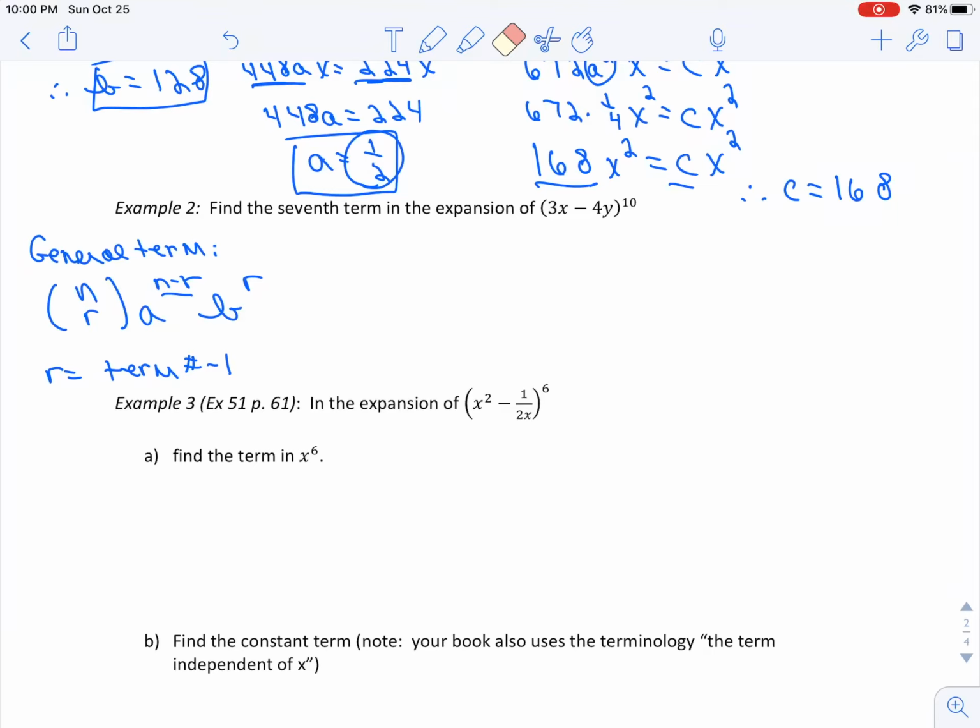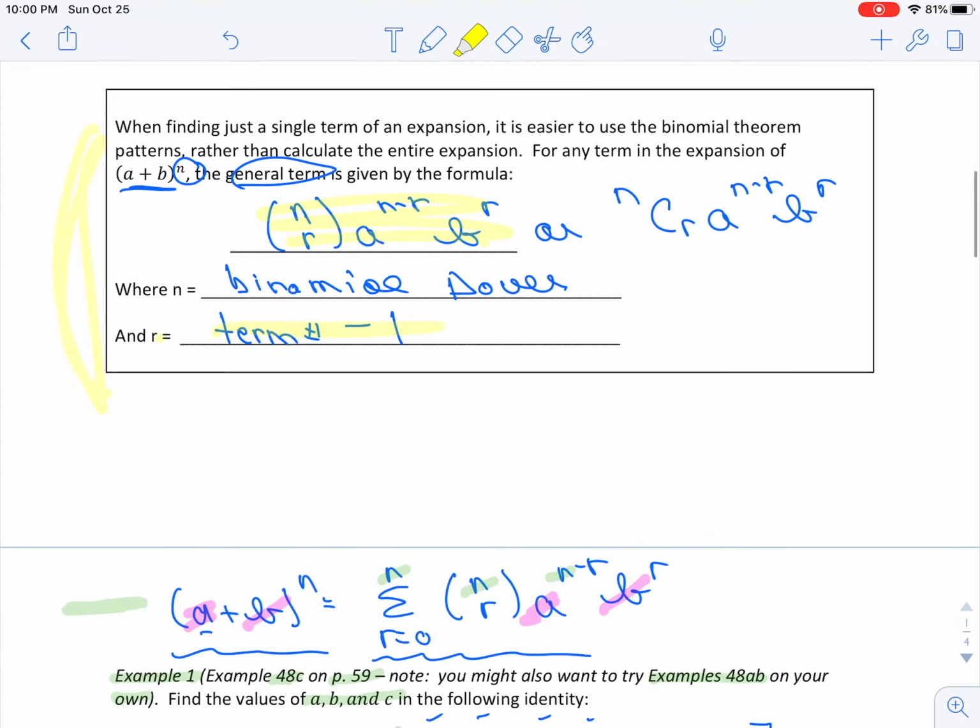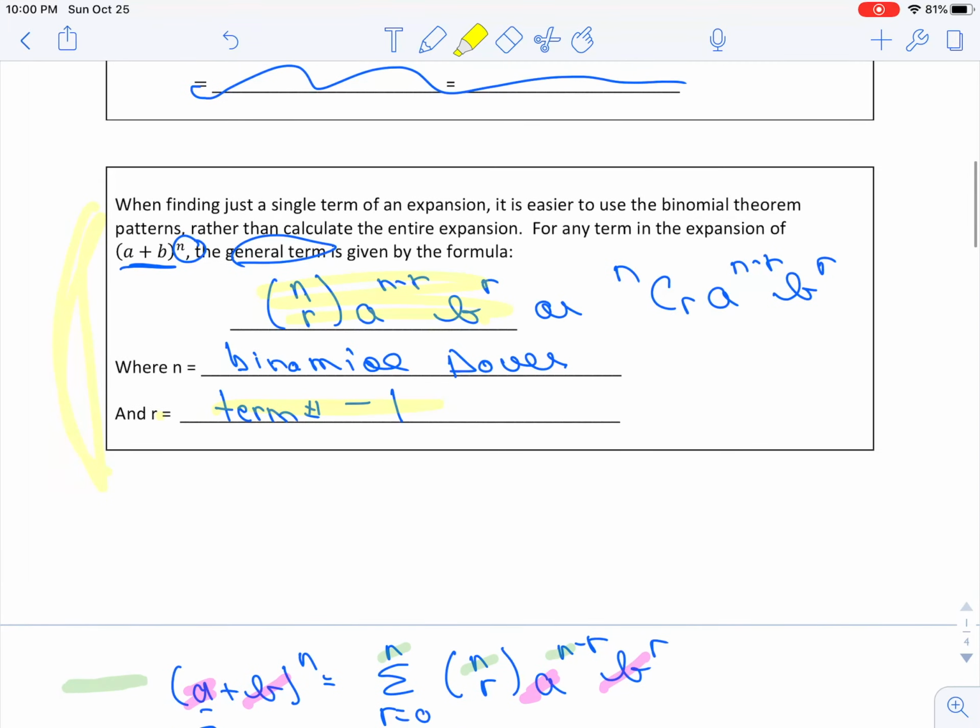This is video 3 of looking at problems that are related to the binomial theorem. And in this one, we're going to be looking at just example 2. This one says find the 7th term in the expansion of this binomial, the quantity 3x minus 4y to the 10th.